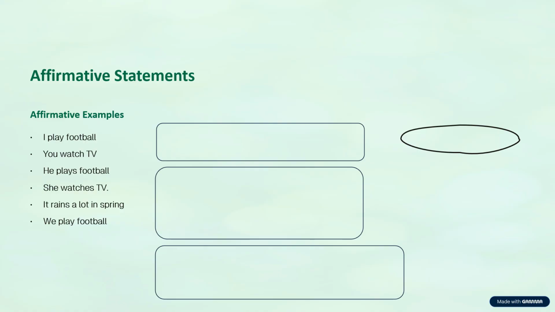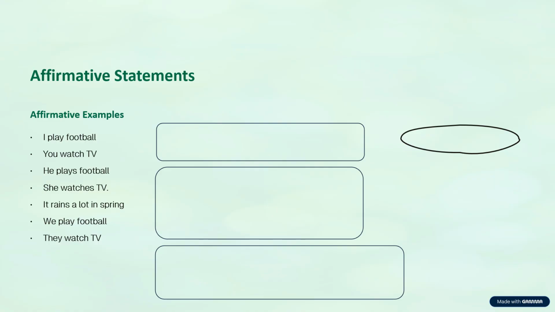For they, an example is, they watch TV. They is the subject, and the verb remains in the base form. As you can notice, we add s or es to the verb only when the subject is he, she, or it. For all other subjects, I, you, we, they, the verb stays in its base form. There are some spelling rules for adding s and es, which we'll explain now.